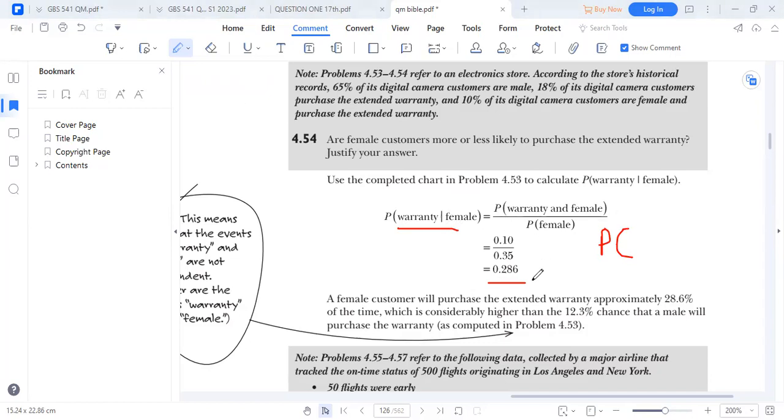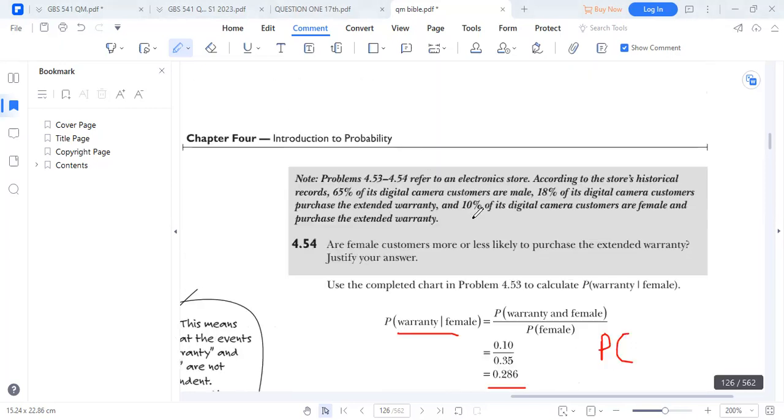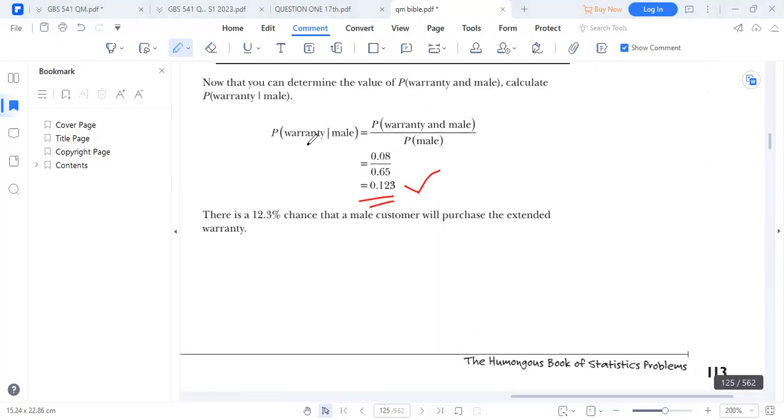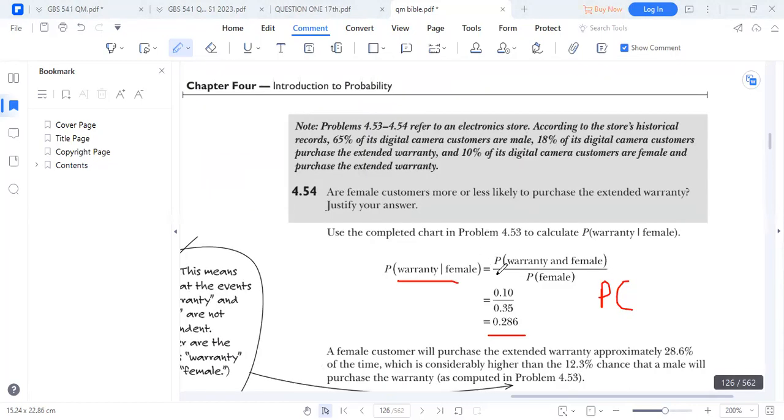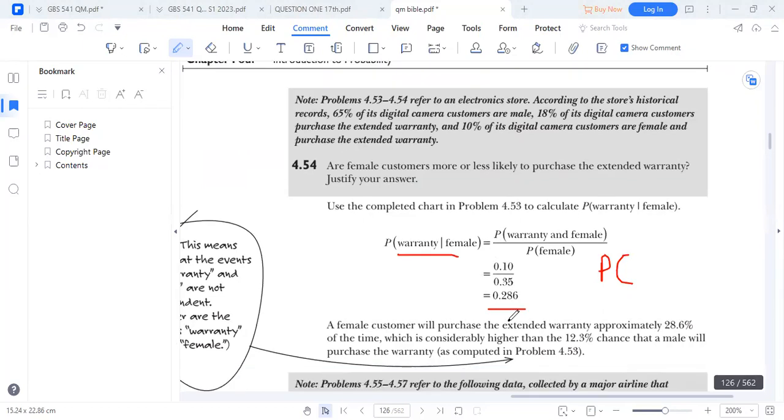What this question is actually asking us to do is compare these answers here: the warranty given coming from the female and the answer from the warranty coming from the male. Which one is higher? So now they're asking you indirectly, are females having a higher chance of extending than males? So you compare these answers here.